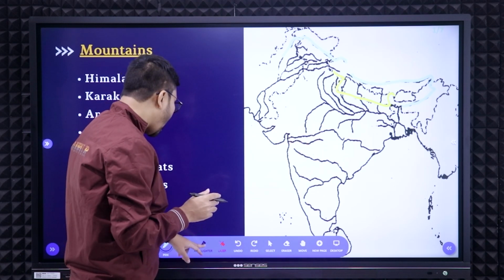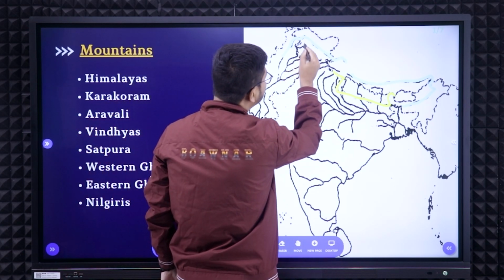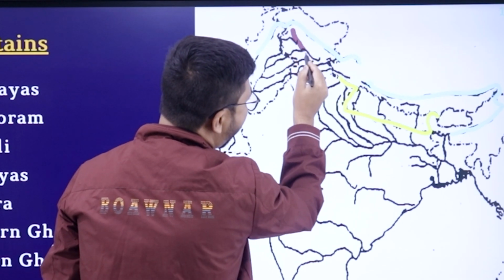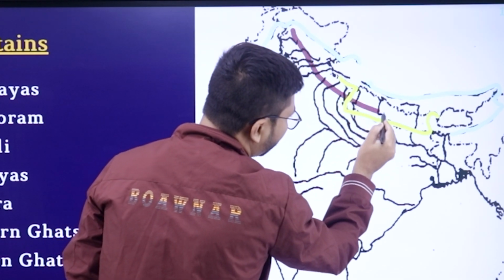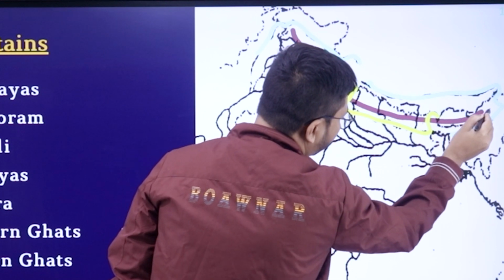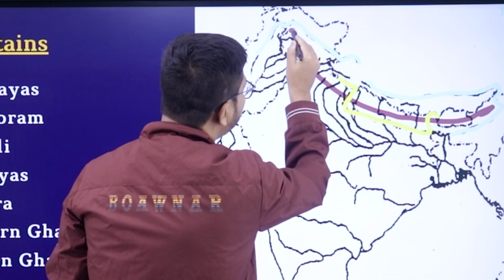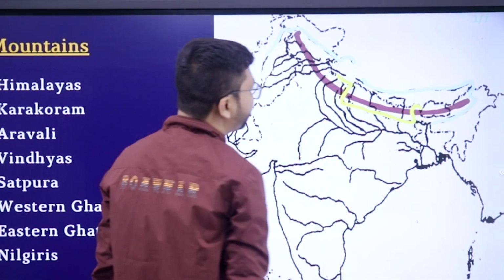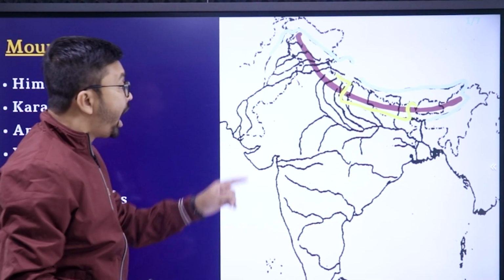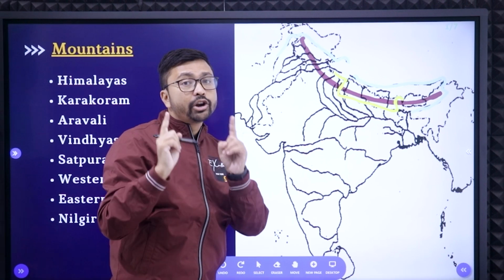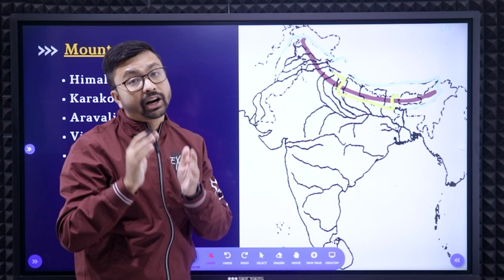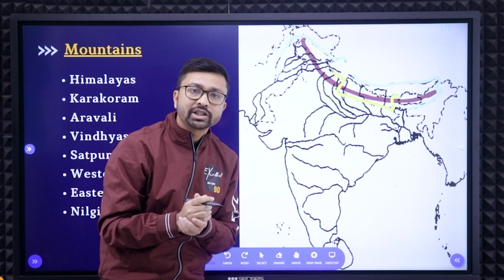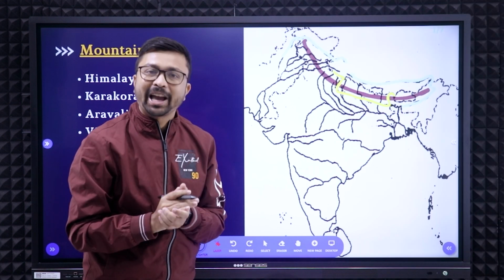Now let's see how you have to mark. First, it will start from there, it will be arc shaped, it will not come below the Nepal boundary, and it will finish here. So this is the Himalayan mountain. You have to mark the Himalayan mountain like this, right? And after marking, you need to name it with capital letters. For all the map features, always remember you need to label with capital letters.